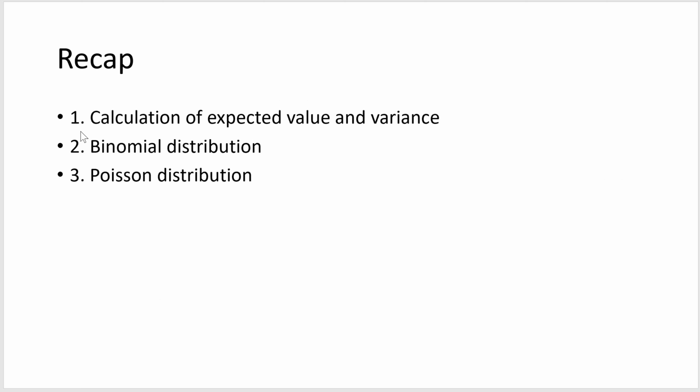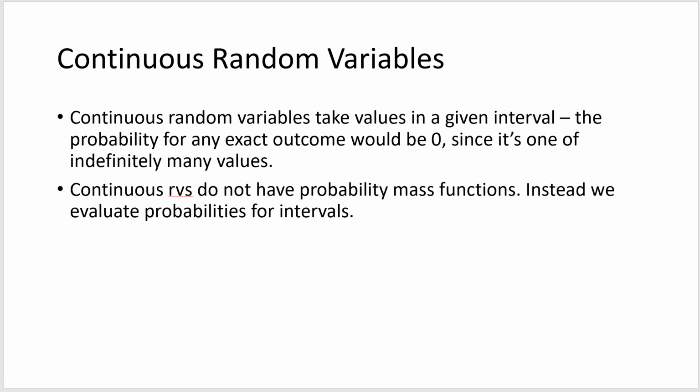So what are continuous random variables? Like we discussed last time, age is a continuous random variable. You can say I'm 10 years old, or 10.2 years old, or 10.235678905, whatever. And the precision goes to infinity. Similarly, another random variable is your height or time. They're all continuous random variables. So continuous random variables take values in a given interval. The probability of any exact outcome would be 0, since it's one of indefinitely many values.